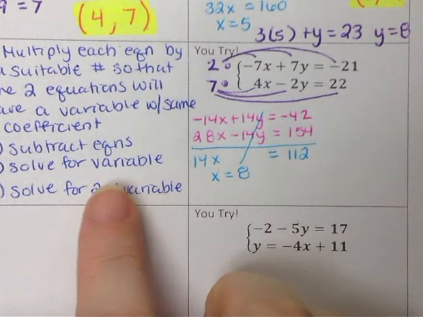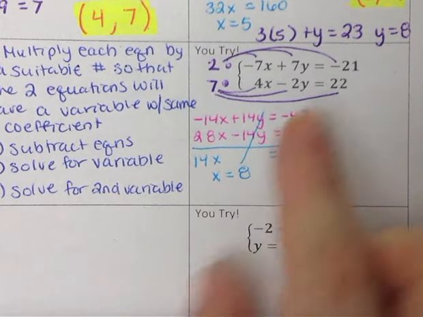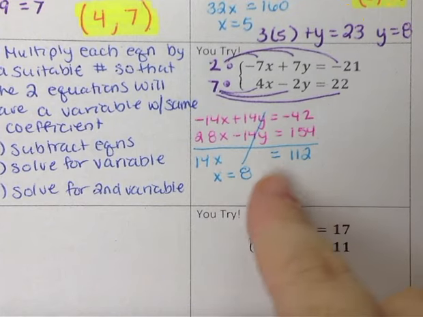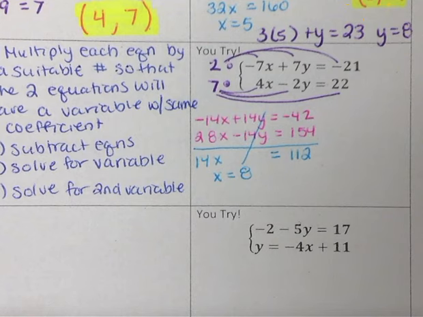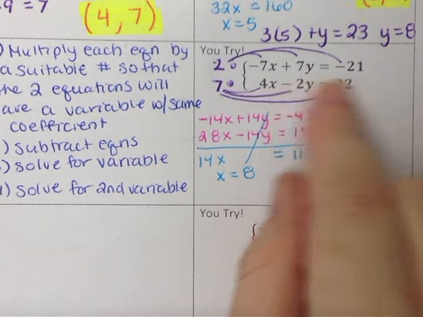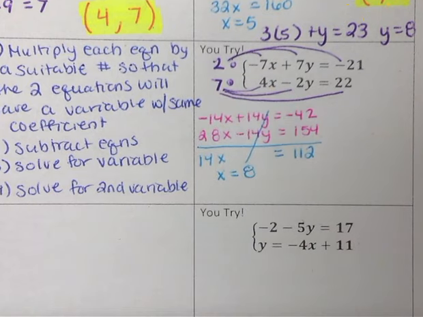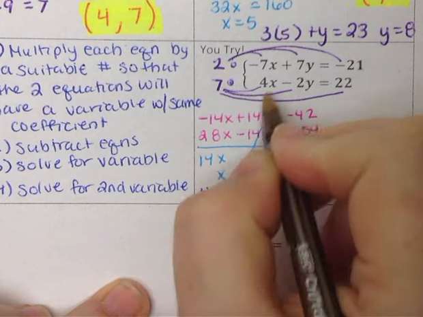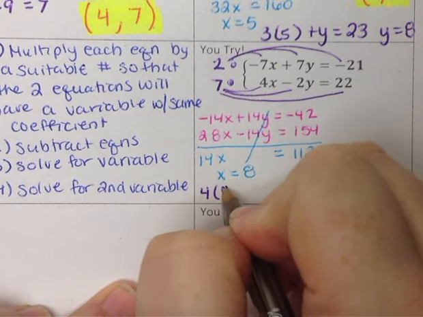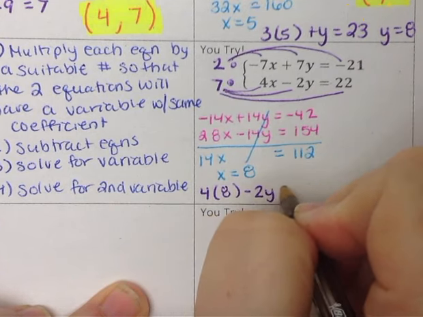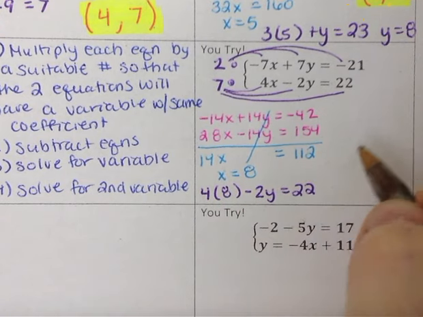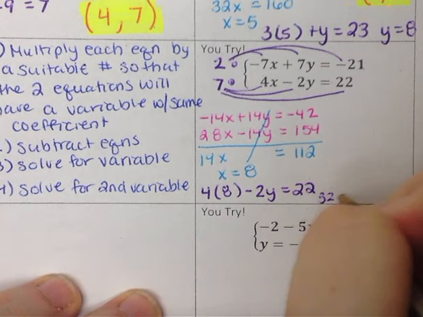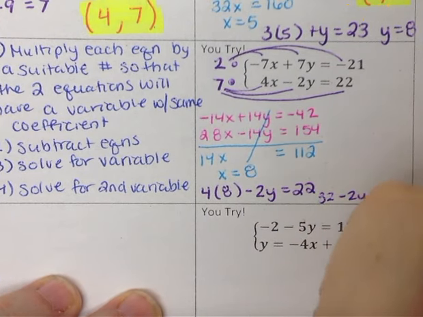So again, we solve for the variable. Now we need to solve for the second variable. I plug it into either one of the original equations, and then I solve for the other variable. I will probably plug it into the second equation because that's at positive 4. So I have 4, then I have my x value, so parentheses 8, minus 2y is equal to 22. So I have 4 times 8 is 32. So I have 32 minus 2y is equal to 22.